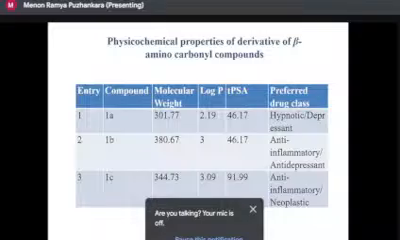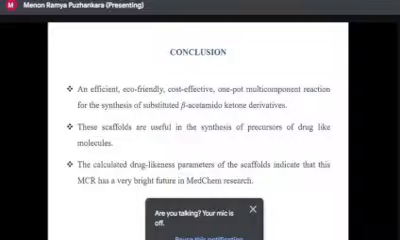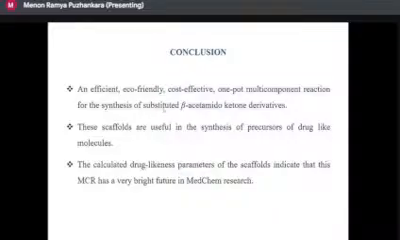And finally, my conclusion: an efficient, eco-friendly, cost-effective one-pot multi-component reaction for the synthesis of substituted beta-acetamidoketone derivatives. These scaffolds are useful in the synthesis of precursors of drug-like molecules. The calculated drug-likeness parameters of the scaffolds indicate that these have a great future in medchem research. Thank you.